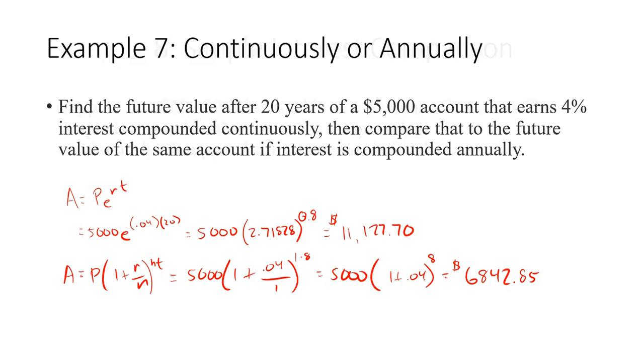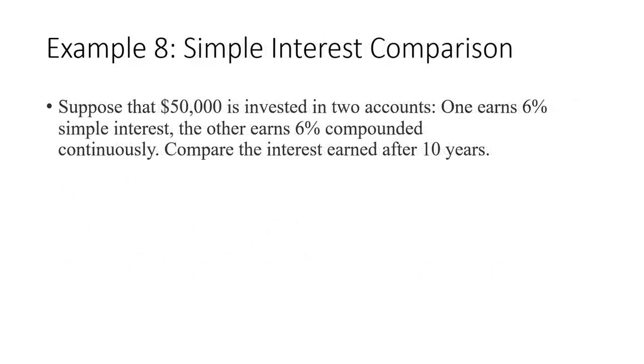Suppose you invest $50,000 in two accounts. One earns 6% simple interest, the other earns 6% compounded continuously. Well, let's compare those after 10 years. Well, $50,000 is our principal. And the simple interest rate, 0.06. And we're talking about a time frame of 10 years. To find the interest on a simple interest account after 10 years, well, we just want to compare 50,000 times 0.06 times 10, right? P times R times T. This is from the last section.